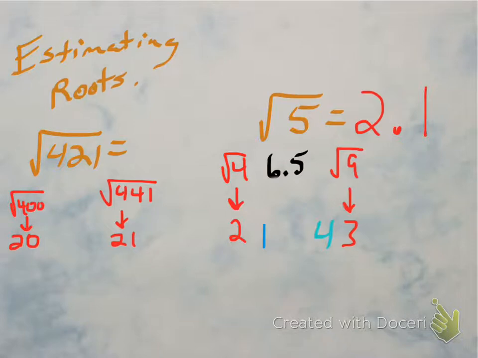Alright, so we've got this. Now, where is 421 in this? Let's find the halfway point. Well, we automatically know it has to be 20 point something, so let's go ahead and put that down. The halfway point between 441 would be about 20.5, which is 420.5.